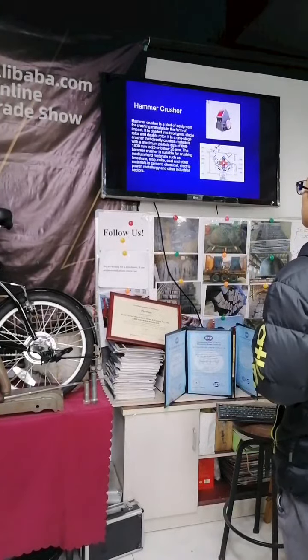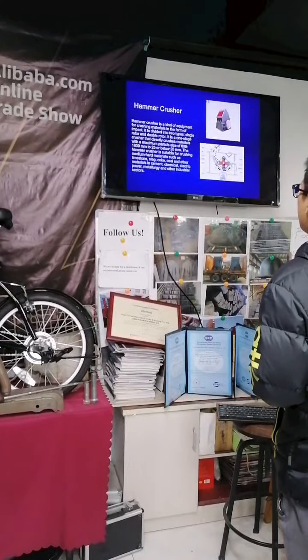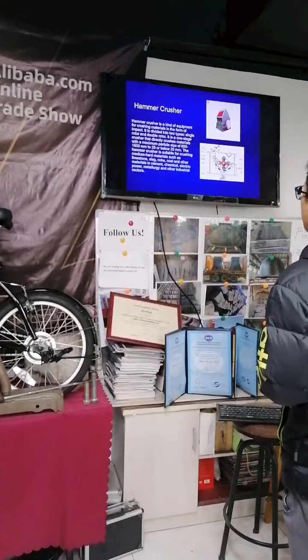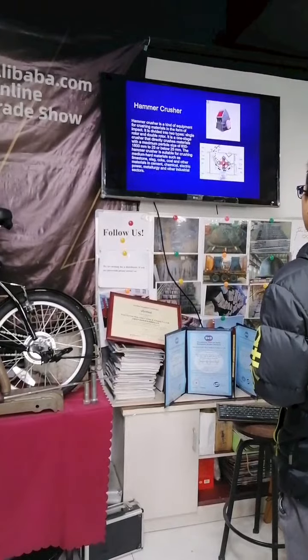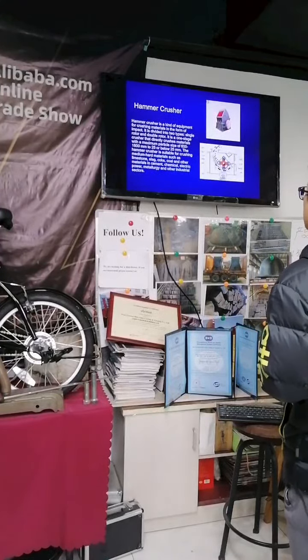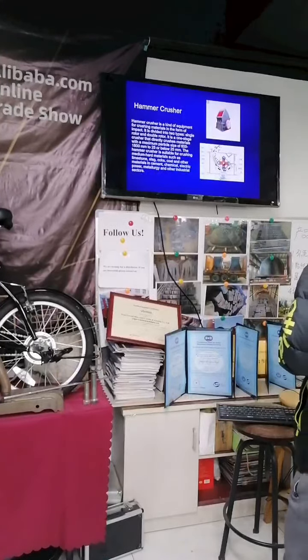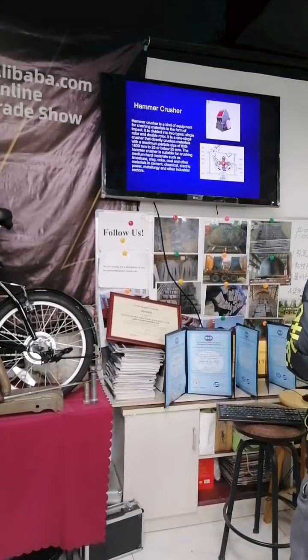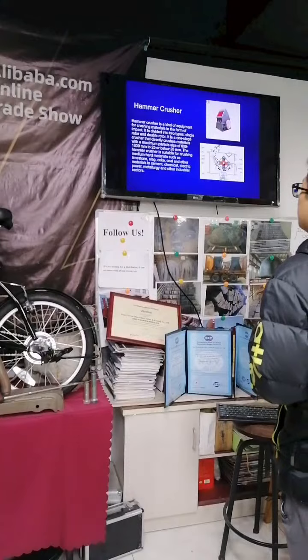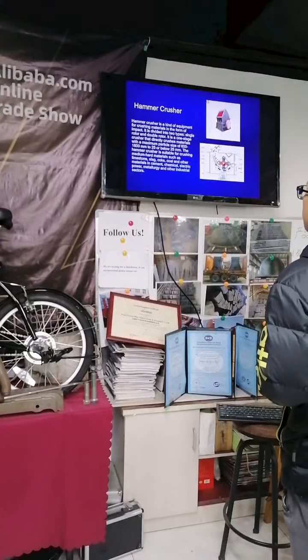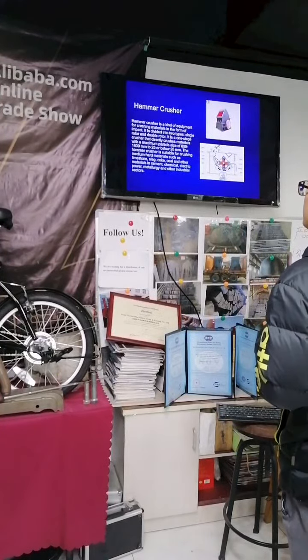Next is hammer crusher. The picture on the bottom right clearly shows the inner structure of this crusher. It is relatively complicated compared with the before ones.